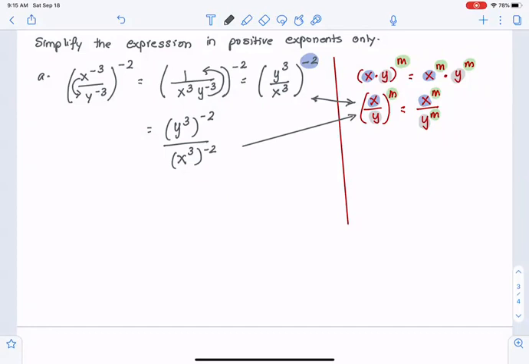And now we could use the standard power rule. 3 times -2, -6. 3 times -2, -6 in the denominator. But we want the answer only in positive exponents. So I move x raised -6 to the numerator, y raised -6 to the denominator. So I will get x raised 6 over y raised 6.